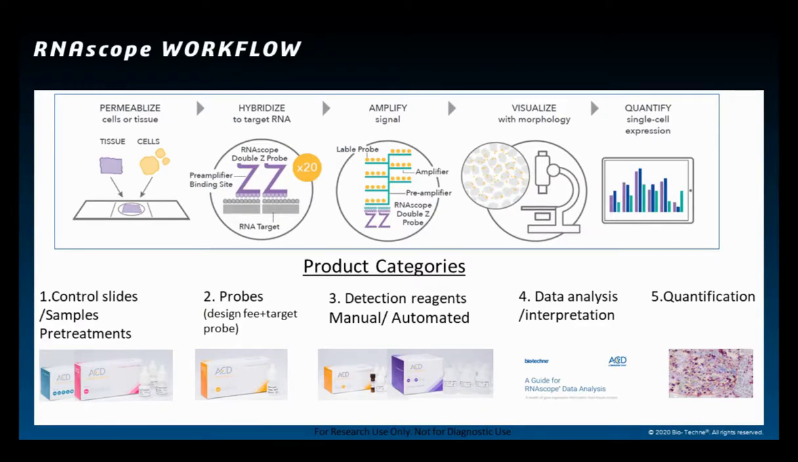Next, with the addition of the proprietary amplification system in the form of detection reagents, which allows the visualization of a single RNA molecule in the form of dots, we can quantify the level of gene expression indirectly. The combination of probe design strategy and the amplification system allows for high signal-to-noise detection of the target RNA. Our products cater to each of these steps, providing ready-to-use reagents in most cases.